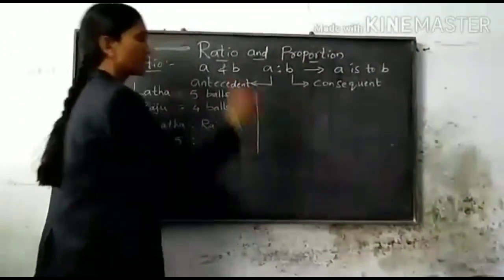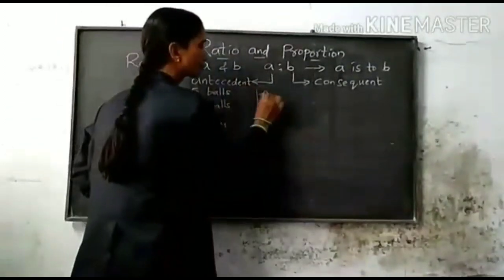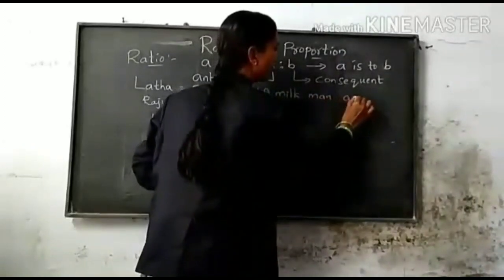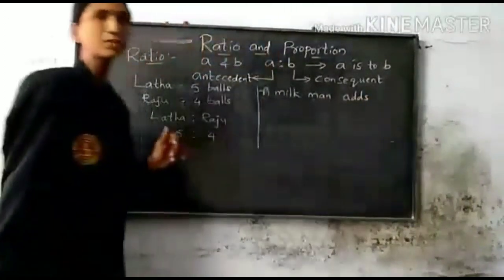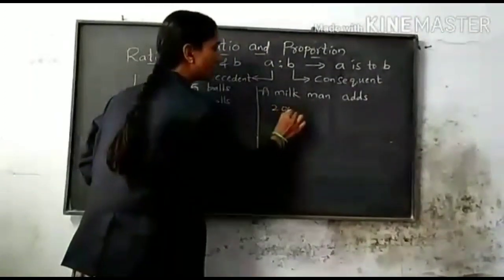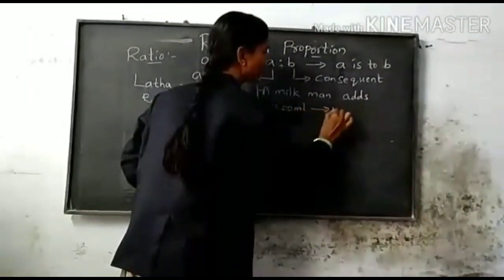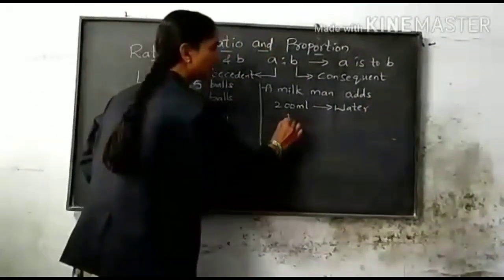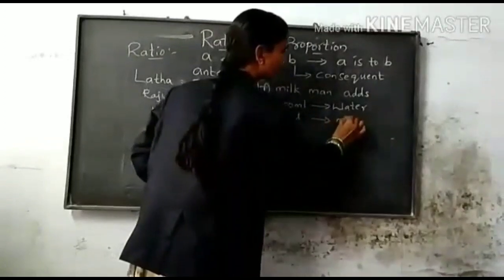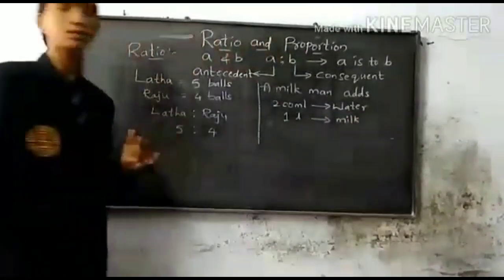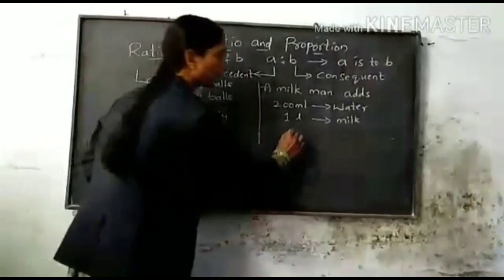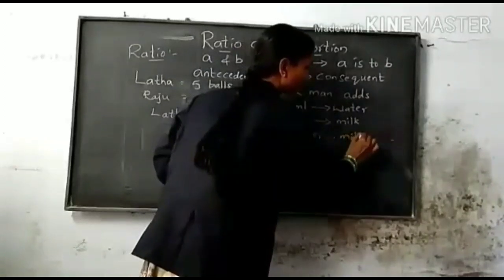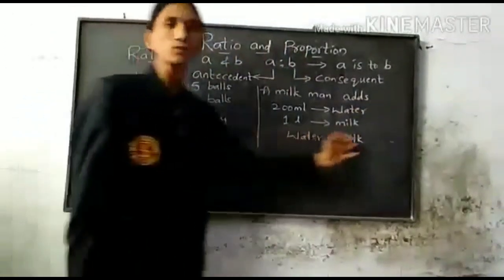Next, one more example. A milkman adds 200 ml of water to 1 liter of milk. Now I am finding the ratio of water to milk.